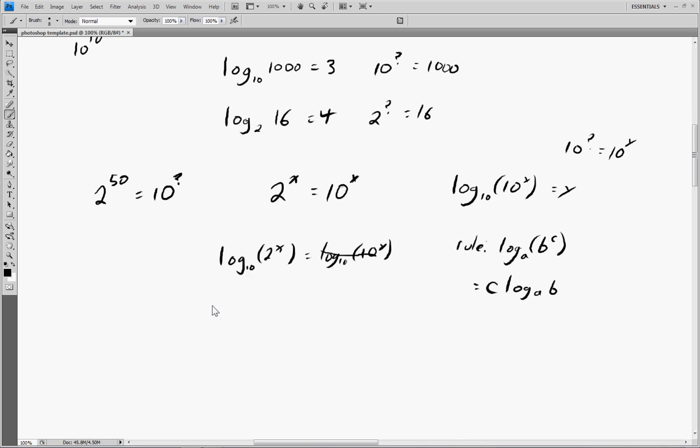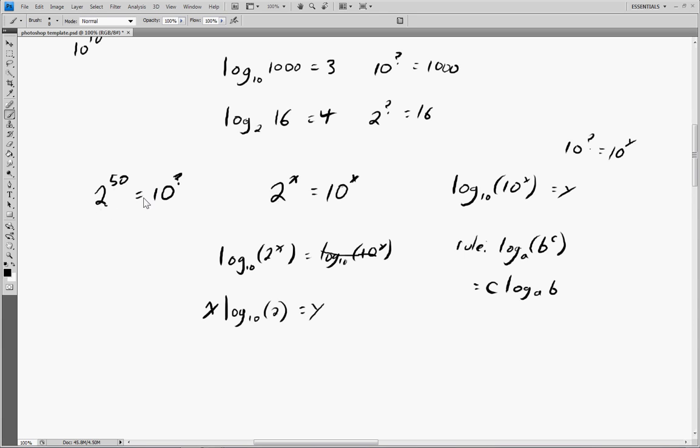So let's do that. We rearrange this and we pull this exponent out. And we have x times log base 10 of 2 is equal to y. So now we have everything we need to solve this equation up here. So let's go back to this equation.